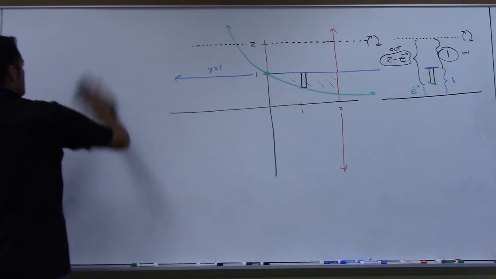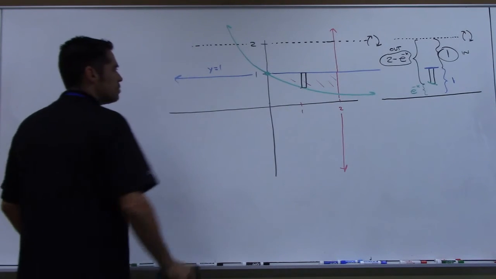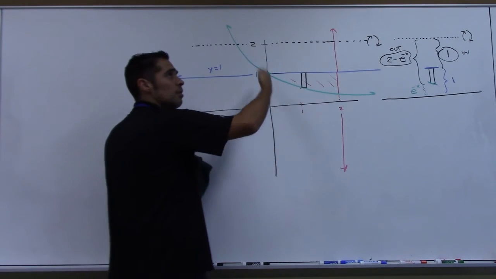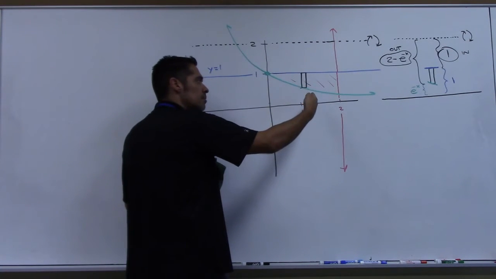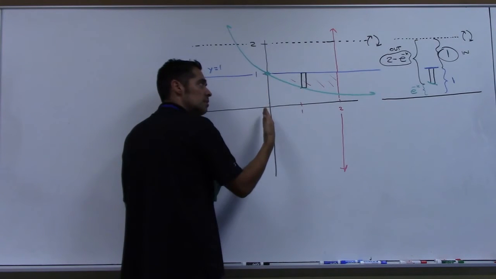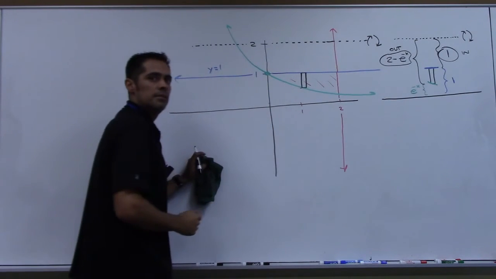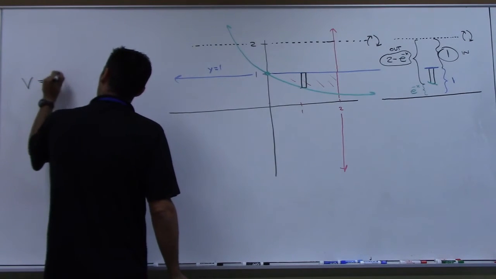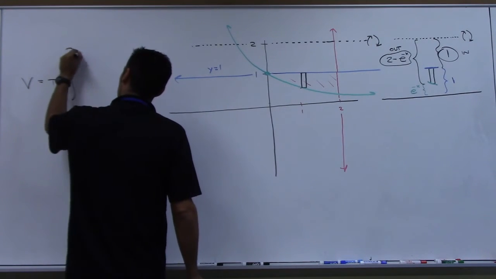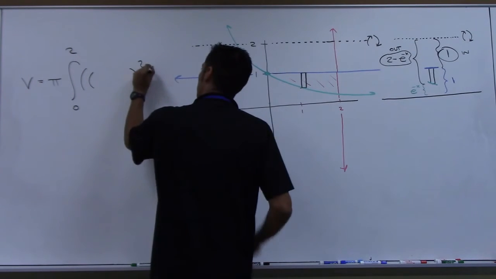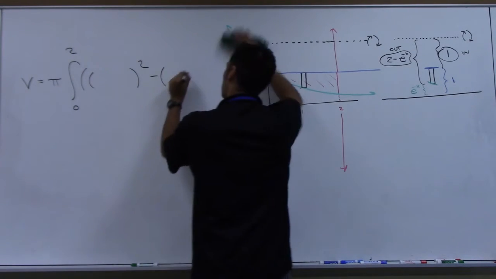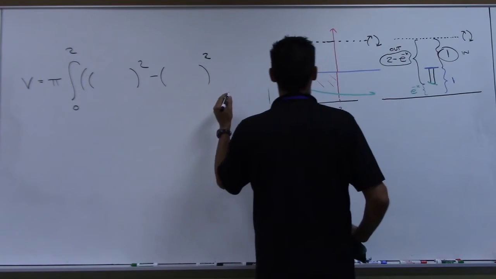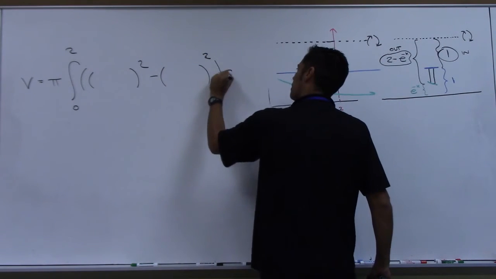All right, I'm ready for the integral. Are we going to have limits of integration? Since we're doing vertical rectangles, it's with respect to x, which means we need limits on x. They are 0 to 2, right? So the volume is pi integral 0 to 2 of outer radius squared minus inner radius squared dx.